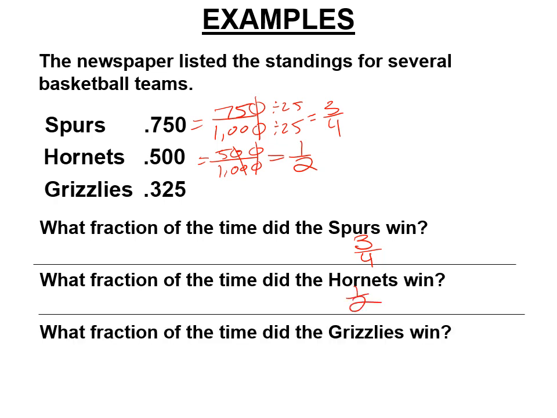So you can guess what's next. What fraction of the time did the Grizzlies win? The Grizzlies were not good when I wrote this lesson. Let's see. Maybe things are different now than when you're listening to it. So this is 325 thousandths. Now, this one's a little trickier.